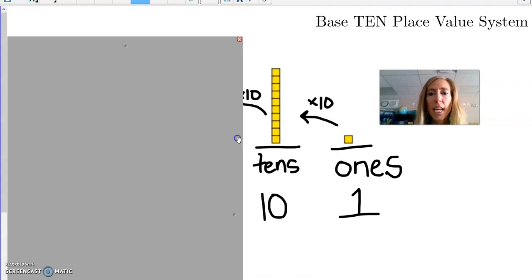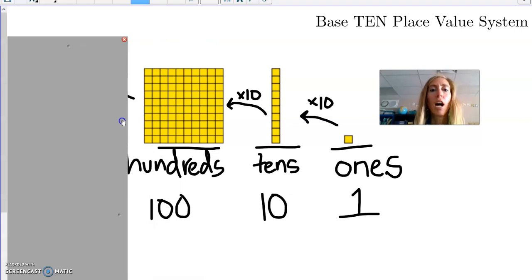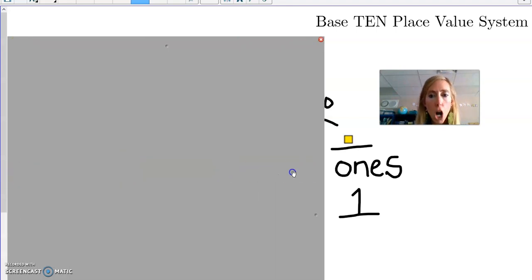We have 1 times 10 is 10. 10 times 10 is 100. 100 times 10. We need 10 of these. What are we going to have? 100, 200, 300, 400, 500, 600, 700, 800, 900, 10 hundreds, which is the same thing as 1,000. Okay, and it just keeps going.